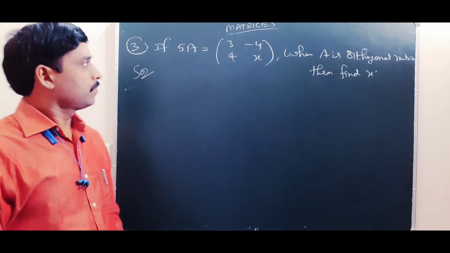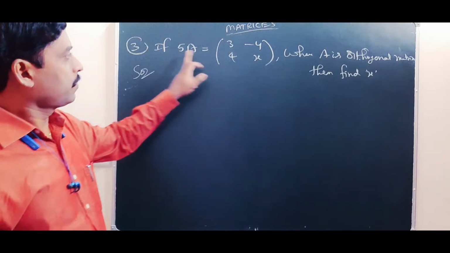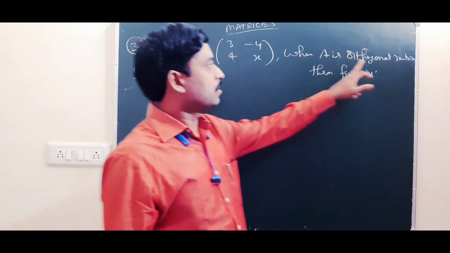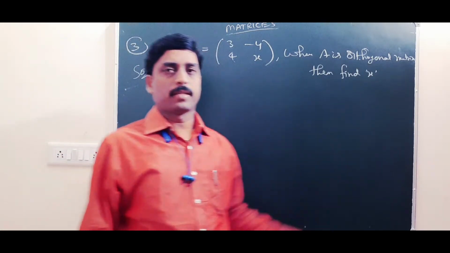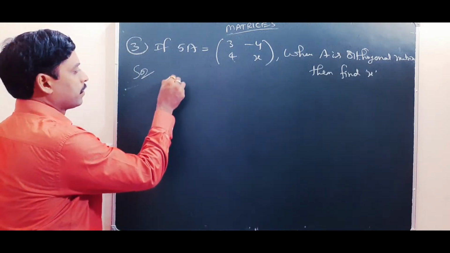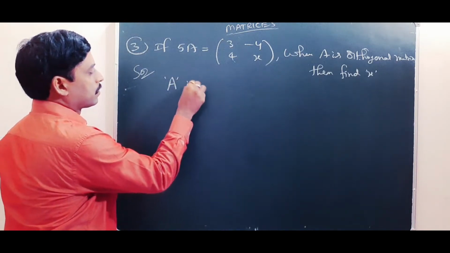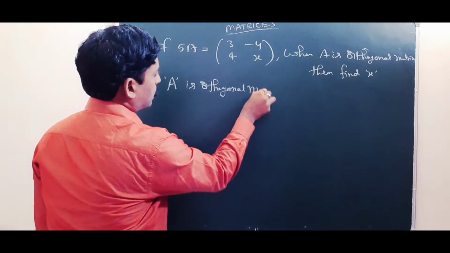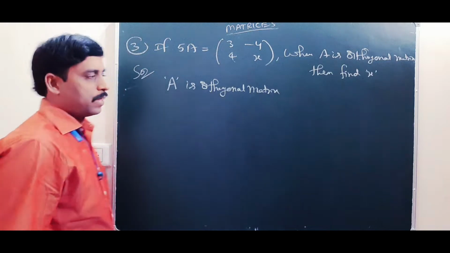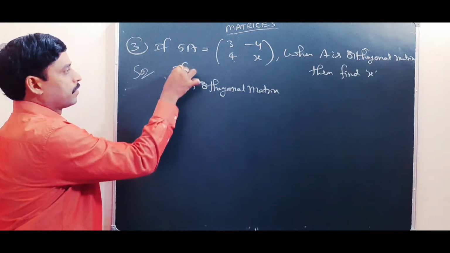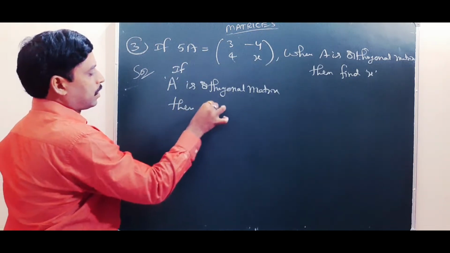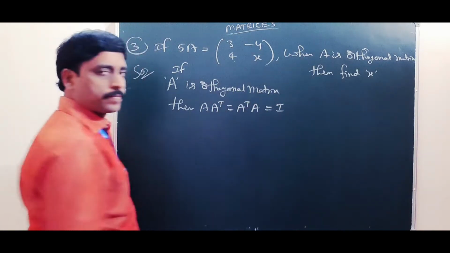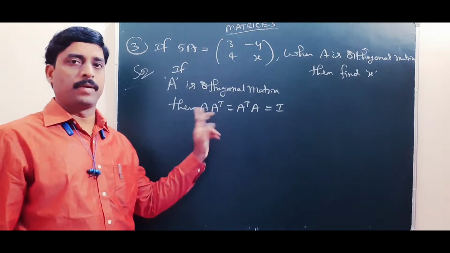Okay, look at the next question. 5A is given as the 2 by 2 matrix [3 -4; 4 x], where A is an orthogonal matrix, then we have to find the x value. What is given? A is an orthogonal matrix. If A is an orthogonal matrix, then A into A transpose equals A transpose into A equals I. This is the definition of an orthogonal matrix.